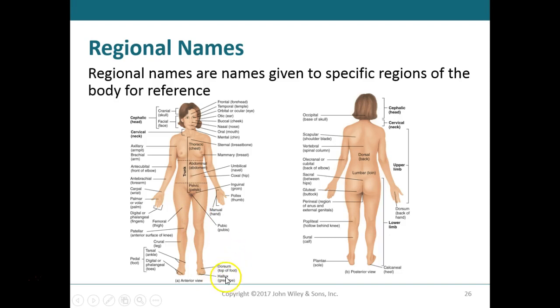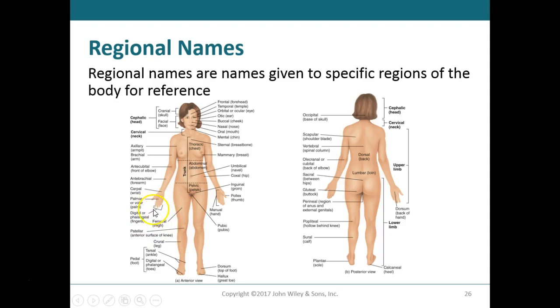Dorsum is the top of the foot. The hallux is the big toe. Digital or phalangeal refers to the toes, and pedal is the foot. Tarsal is the ankle, crural is the leg, femoral is the thigh, patellar is the knee.